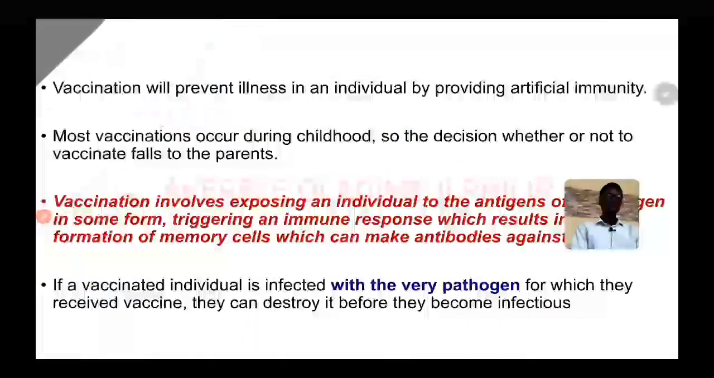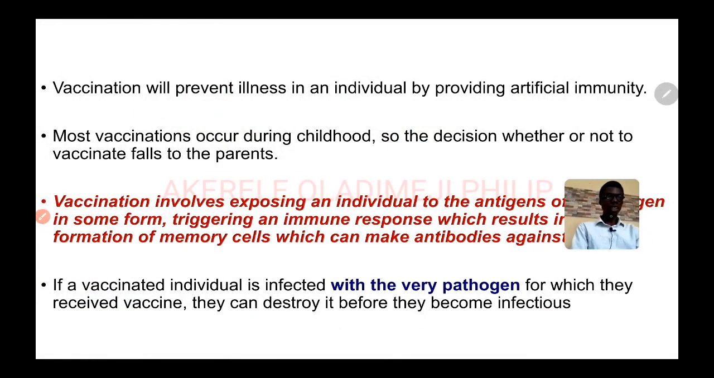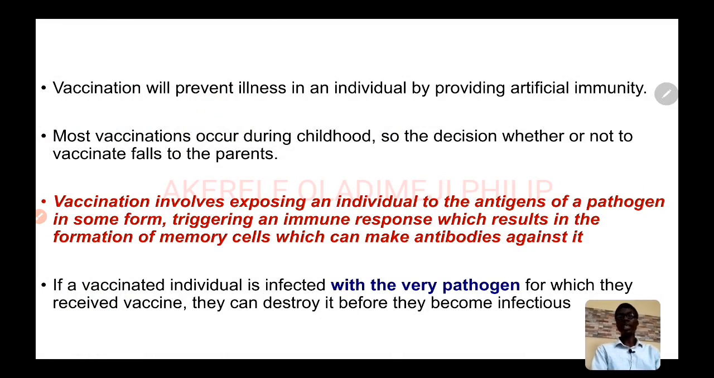So let's move on. Of course, I think most of the things you've seen on this page just further explain what I said earlier on. It says here, vaccination will prevent illness in an individual by providing artificial immunity. Now, most vaccination occurs during childhood, so the decision whether or not to take the vaccine falls on the parent. I think I explained that in the first few slides already. Now, vaccination involves exposing an individual to the antigen of a pathogen.